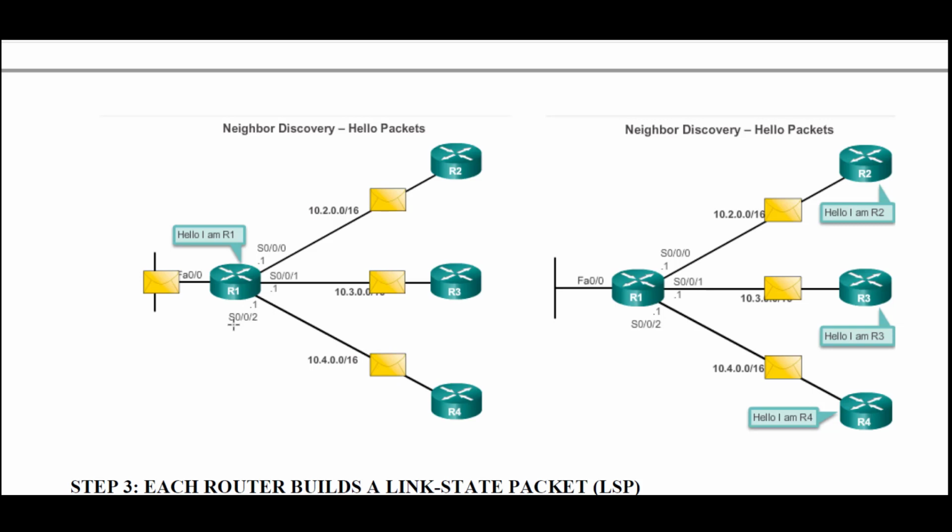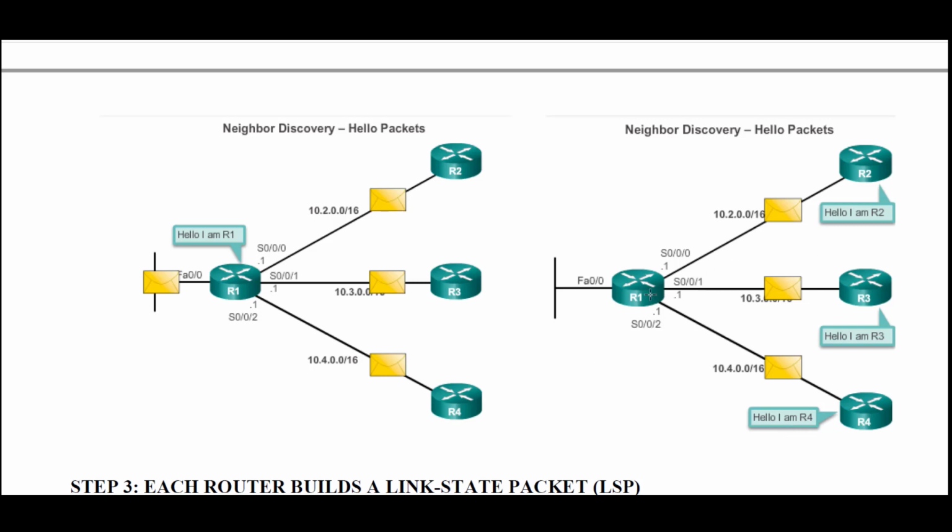Then the next step: they are going to reply. R2, R3, R4 are going to reply to me. How are they going to reply? They are going to reply by using their own hello packets. Now you can see R2 is creating, hello, I am R2. Hello, I am R3. Hello, I am R4. So every directly connected router is creating its own hello packet and sending it to me.